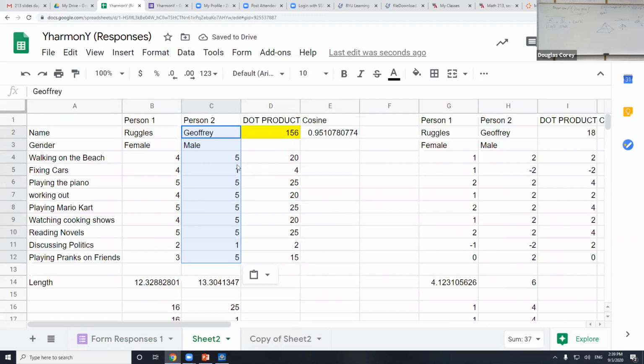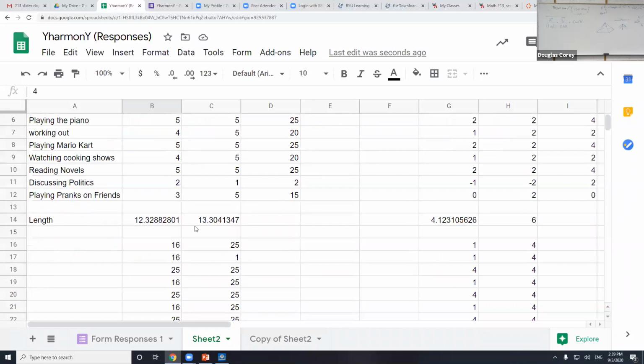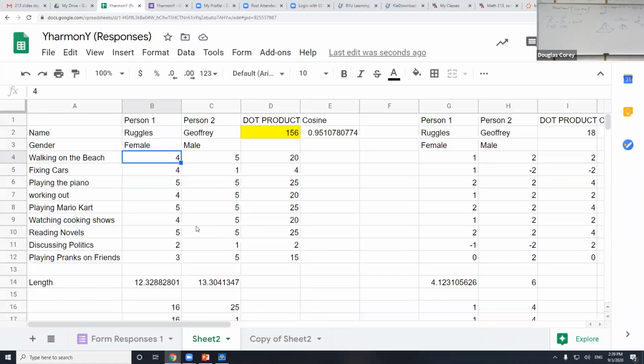Okay, so let me explain what I have going on here. So these are their scores on a scale from 1 to 5 of how much they like to do these things. Boy, they both like to do a lot of these things, but Jeffrey not so much on fixing cars and discussing politics. Okay. Ruggles, he likes to fix cars fairly well. Maybe he thought I said chase cars instead of fixing cars. All right. So to make it so we can easily compare across people, we're going to find the cosine between Ruggles and different potential people.